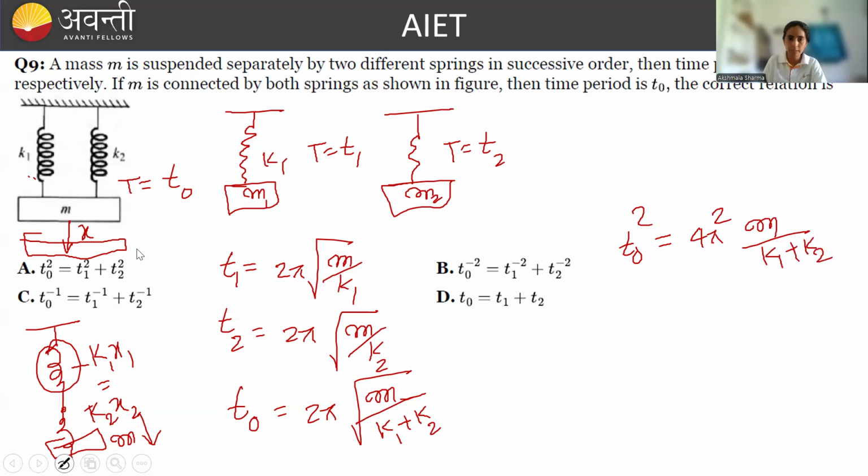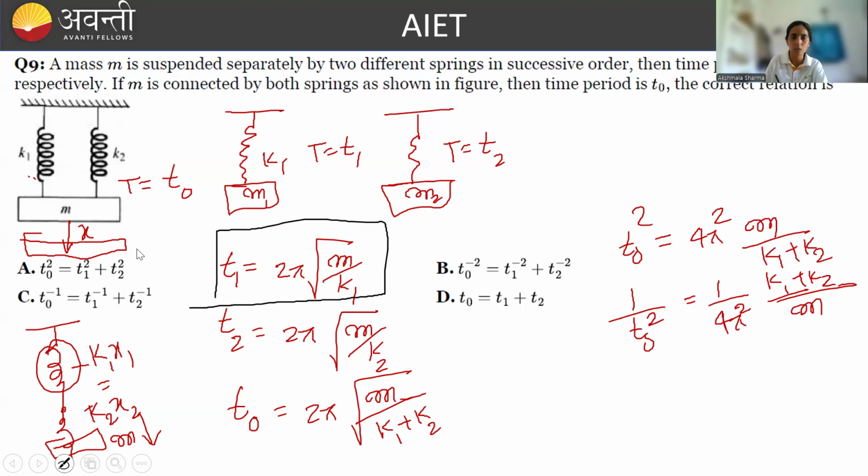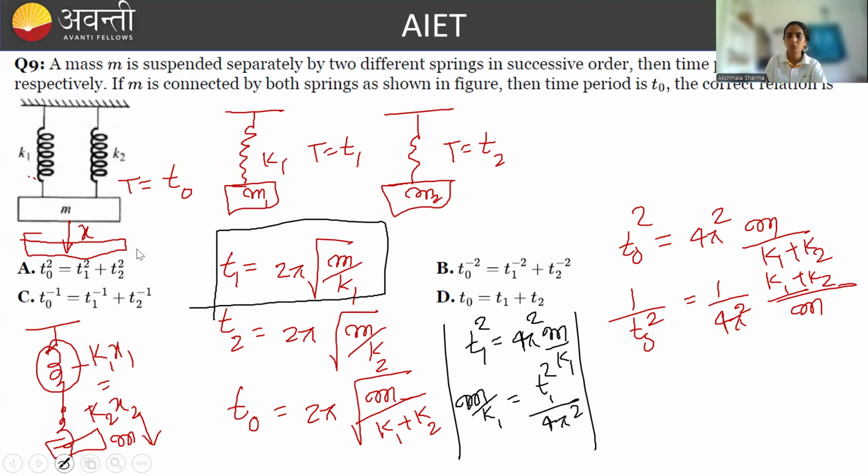अब यहाँ पे देखो एक चीज और देख सकते हो। अगर मैं इसको ऑपोजिट कर दूं, 1/T0 का स्क्वायर कर दूं, तो ये क्या हो जाएगा, 1/4 पाई का स्क्वायर, और ये क्या होगा, K1 प्लस K2 बाई M। सो K1/M प्लस K2/M जैसा कुछ दिख रहा है। अब T1 का स्क्वायर को क्या लिख सकते हो, 4 पाई स्क्वायर M/K1। सो M/K1 किसके बराबर होगा, T1 स्क्वायर/4 पाई स्क्वायर। तो अगर K1/M लिखना है तो 4 पाई स्क्वायर/T1 स्क्वायर.